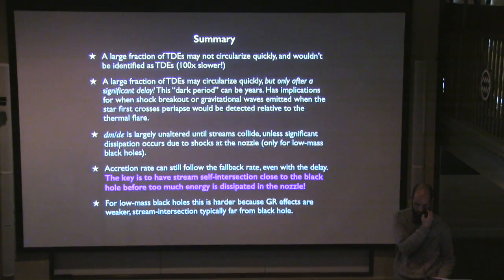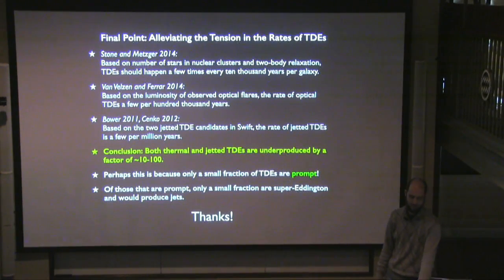So in summary, I think a large fraction of TDEs are going to be slowed by this large factor. There can be a dark period of about a year, which may delay the amount of time between the prompt signatures, such as the shock breakout and gravitational wave emission, and the thermal flare. And the key is really, where does the stream self-intersect? And so the final point I'll make is that this may alleviate the tension in the rates that we have for black holes. Theoretically, it's estimated that the lower limit on black hole disruption rates is something like a few per 10,000 years.